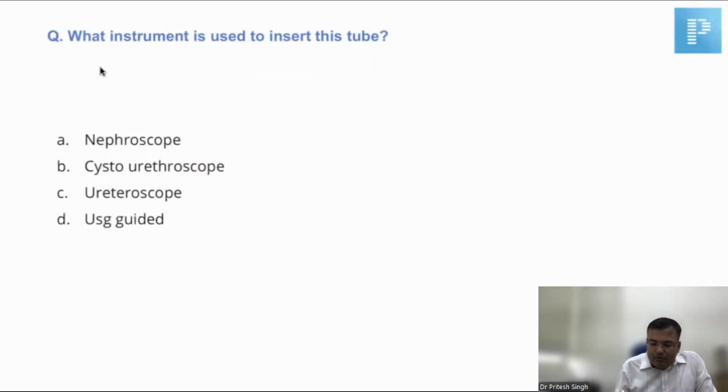What instrument is used to insert this tube? Guys, it was ureteroscopy, I think.